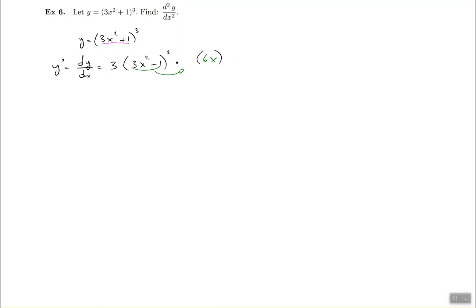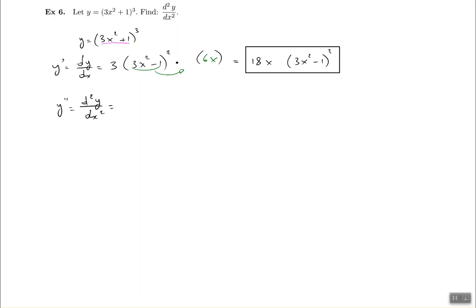Now, let's clean this up a little bit. 6x times 3 is really, in reality, 18x, and then we have the 3x squared minus 1 all to the power of 2. So technically, that is the answer for the first derivative. But remember, that's not what we're looking for. We're looking for the second derivative, the y double prime, or in other terms, the d2y divided by dx2. That's the symbol for the second derivative.